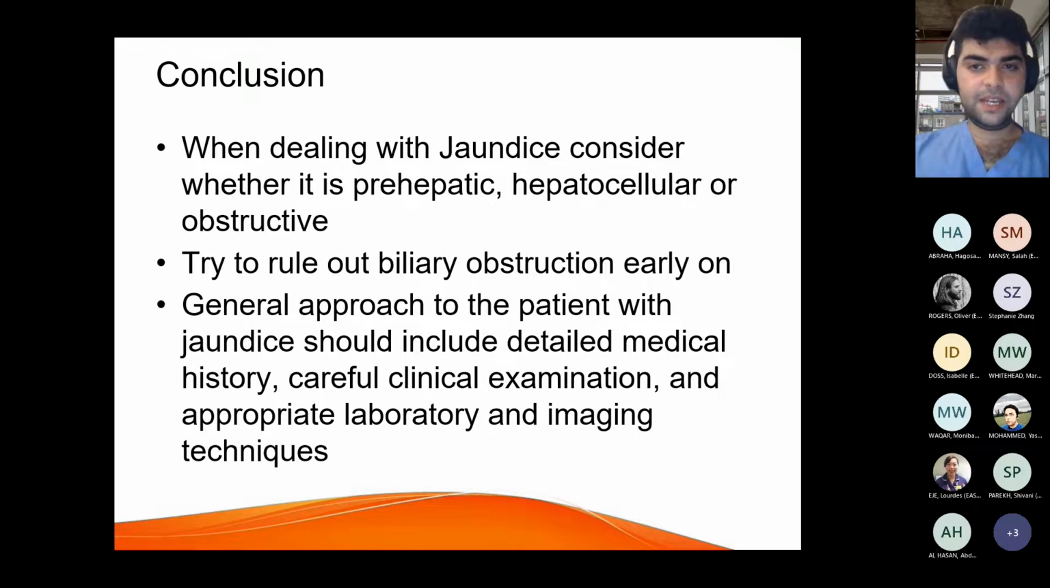And my personal take-home message to anyone dealing with a raised bilirubin is rule out biliary obstruction early on, because those are the patients who decompensate very quickly.